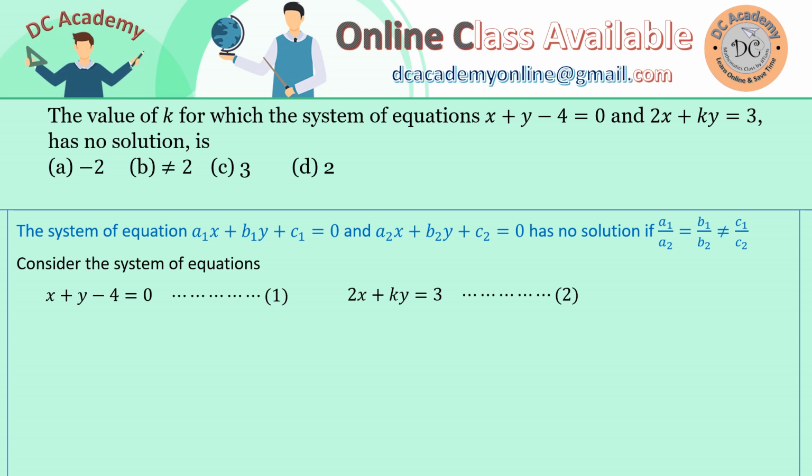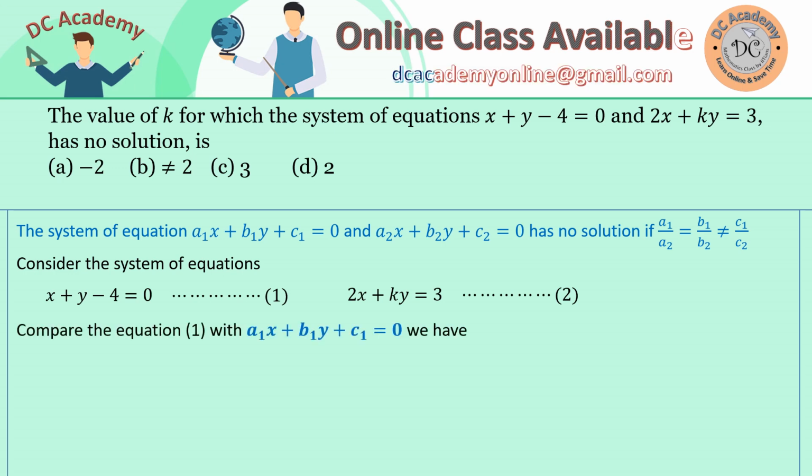Now these two straight lines will be parallel to each other, or they don't have a solution, if the ratios a1 by a2 and b1 by b2 are equal, but definitely not equal to the c1 by c2 ratio. But if all the ratios are equal, then the two equations are identical to each other, and hence we say that they have infinitely many solutions. That's it. Now, to find the value of k, our job is to compare with a1x, b1y, c1 and find the ratios.